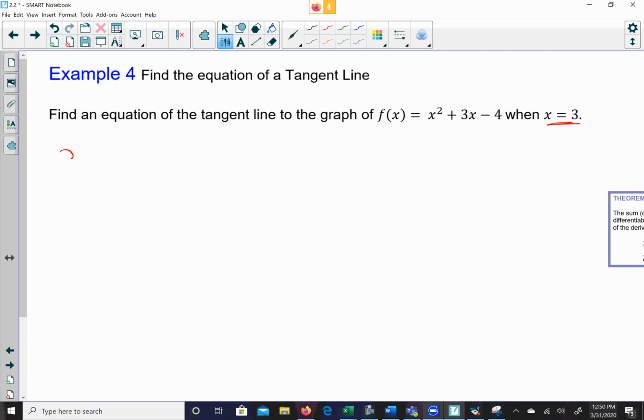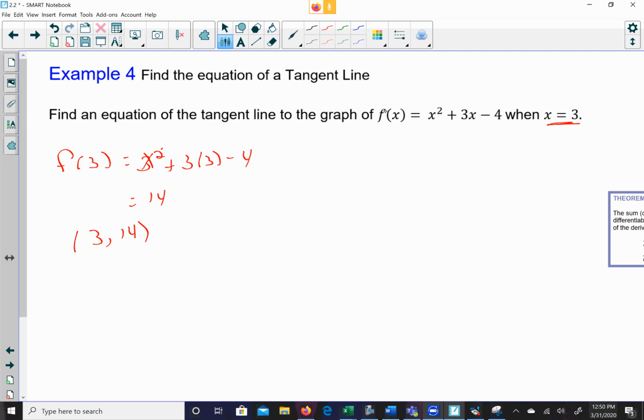So I'm going to just substitute 3 into the original equation. I'm going to write 3 squared plus 3 times 3 minus 4, and I get 14. So I have the ordered pair (3, 14). That's the point where I want to find the tangent line. That point is on the tangent line graph.